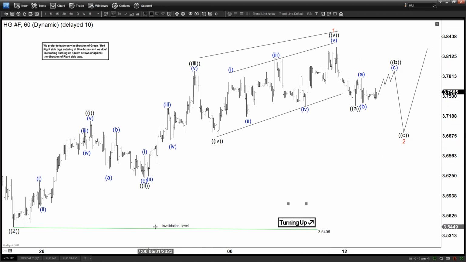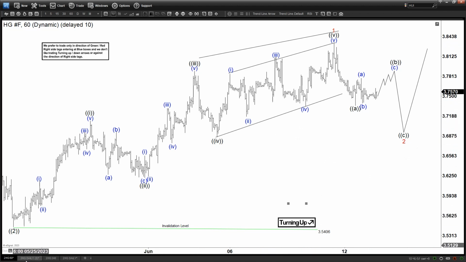as long as it stays above 3.54. Now this week is a very busy week. We have a CPI on Tuesday and then the FOMC on Thursday, so it could potentially be quite market moving this week. But the idea here is pretty simple. As long as we stay above 3.54, we like it higher in copper.